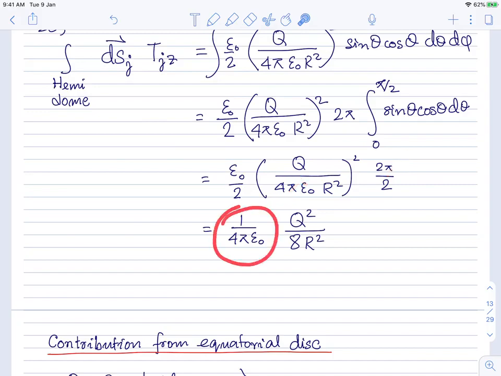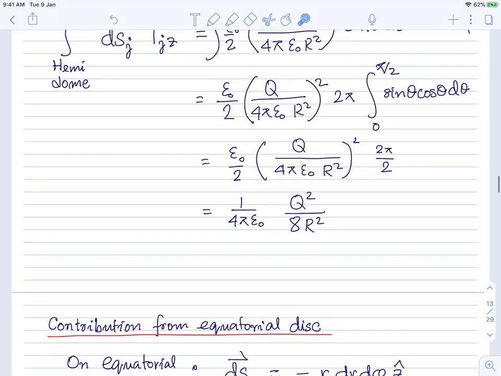So if I write it down as 1 over 4 pi epsilon naught, then there's a factor of 8 from the product of this 2 with this 2, or if you like, the product of this 4 and 2 that remains, and these 2 cancel. That's how the algebra works out. So this is the contribution to the force which comes from integrating only on the surface of the hemisphere.